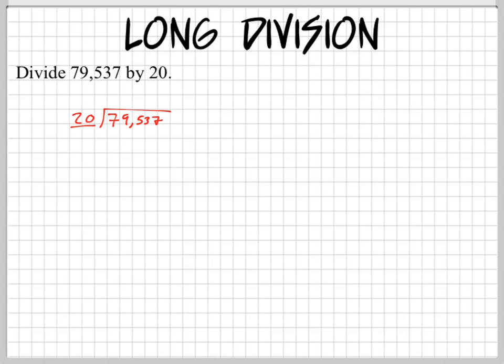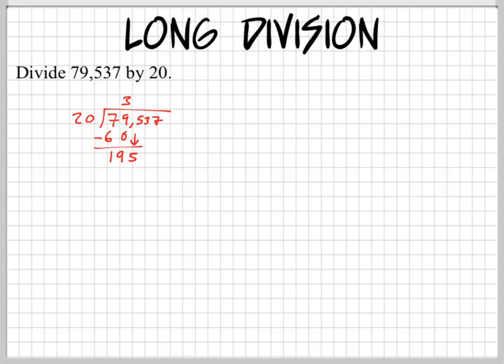And so because it has two digits, you would look at 79 and you would ask yourself, well, how many times can I take 20 out of 79? Or you would say, what times 20 will get me really close to 79? And hopefully you would say 3, you would get 60, and subtract, you get 19. Then you would bring down the 5, and then you would ask yourself, 20 times what will give me 195?